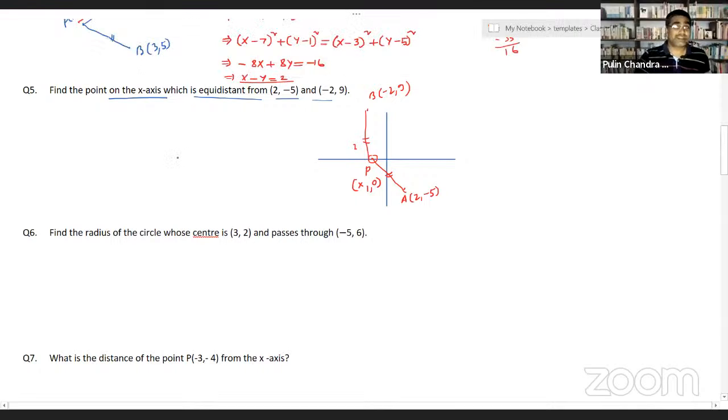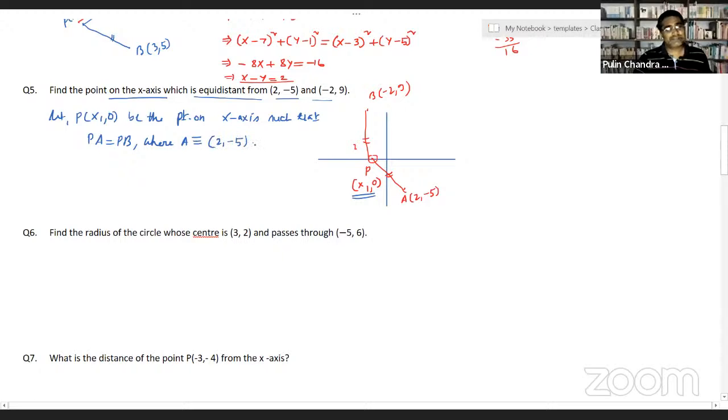So this is what you have to start with. So let us start with, मेरे पास पॉइंट का आइडिया मैंने ले लिया, x-axis में आने वाला पॉइंट हमेशा (x1, 0) जैसा दिखेगा। तो let us start with that. Let P (x1, 0) be the point on x-axis such that PA equal to PB. But अभी तक तो मैंने AB के बारे में लिखा ही नहीं, तो लिखेंगे अभी, where A is the point (2, -5) and B is the point (-2, 9).